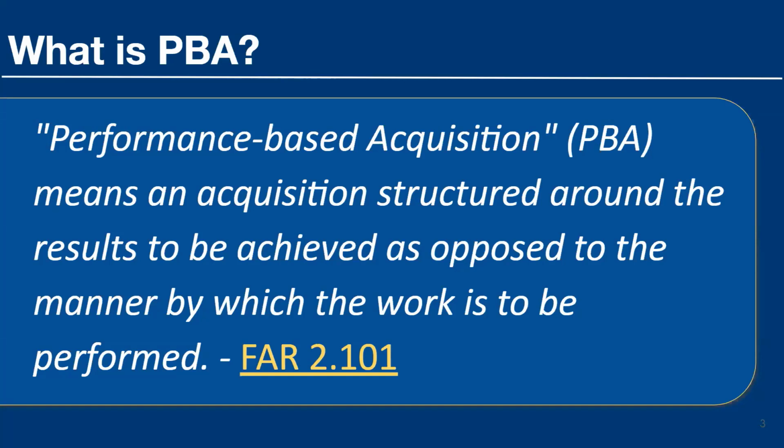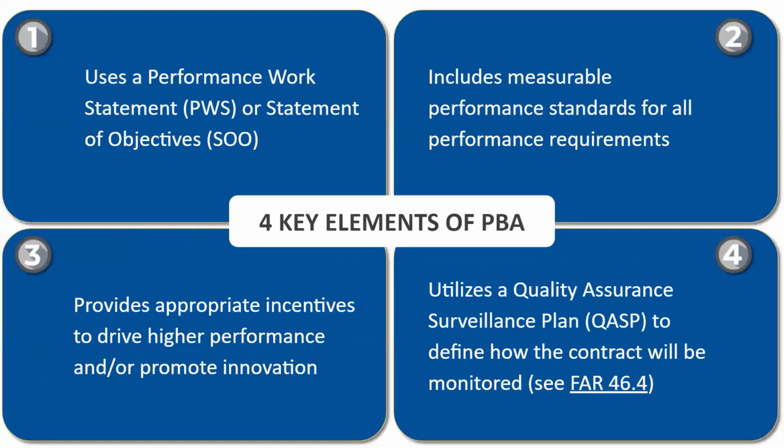That's performance-based. Now, in order to make an effective contract that can procure that effectively, we really need 4 key elements. So let's look at those 4 key elements. Number 1, we're going to move away from using a statement of work, because a statement of work, an SOW, is prescriptive.